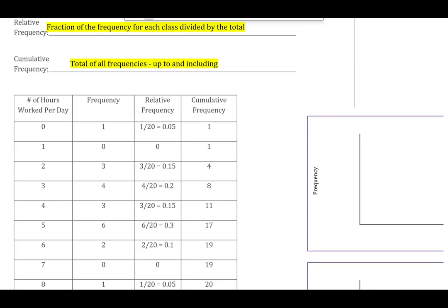So we have the definition for relative frequency, which is the fraction of the frequency for each class divided by the total. And the cumulative frequency is the total of all frequencies up to and including whatever class or group we're talking about here. The relative frequency can be written as either a decimal or percent. And I have the table filled in here.